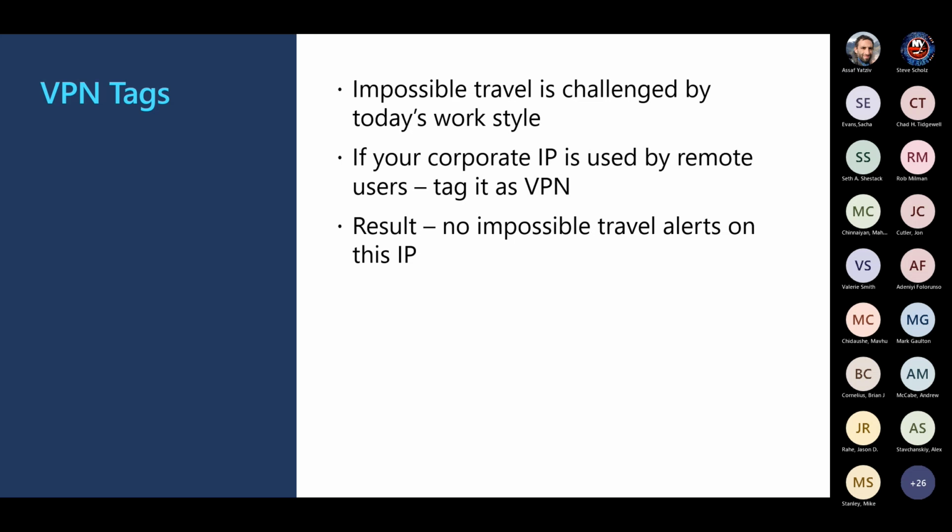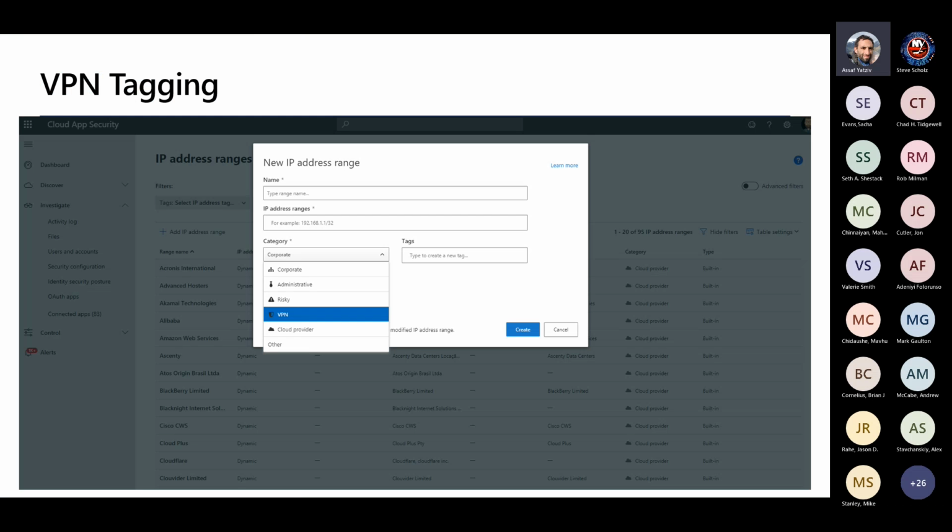So this is how we do it. We go to the settings on the top right side and choose the IP settings, and take the IP that is used for the VPN and tag it as VPN. It's that simple. It reduces a lot of noise. Any questions about that?